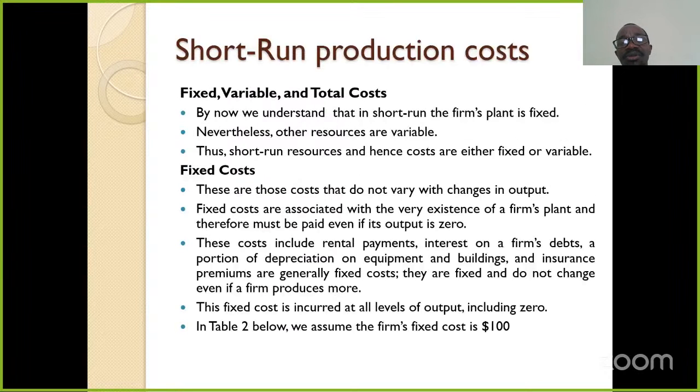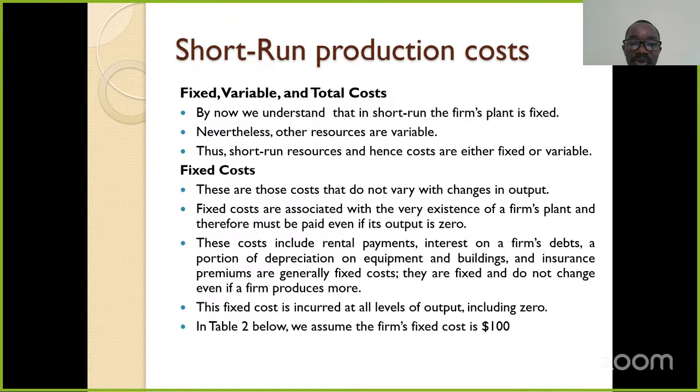Now let's get back to the cost. Now that we have understood the periods, short run and long run, let's see the cost in short run and long run production. In the short run, since the plant is fixed, the costs associated there are fixed cost and variable cost. When we add the two, we have the total cost of short run production. Fixed costs are those costs that do not change or vary within that particular period.